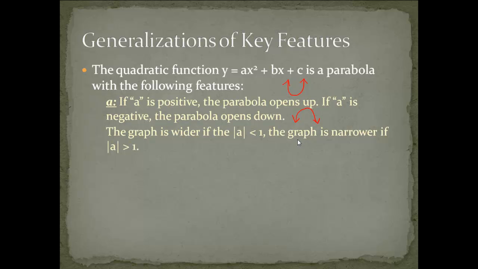Next thing that you hopefully noticed was how it changed how wide or how narrow it was. And what happens is that the graph is going to be wider if the absolute value of a is less than 1, and your graph is going to be narrower if the absolute value is greater than 1. Now the reason we have to have the absolute value in here is because the sign determines whether it's up or down. It's actually the number that determines how wide or how narrow it is. So the absolute value there is telling you to ignore the sign and just look at the number.